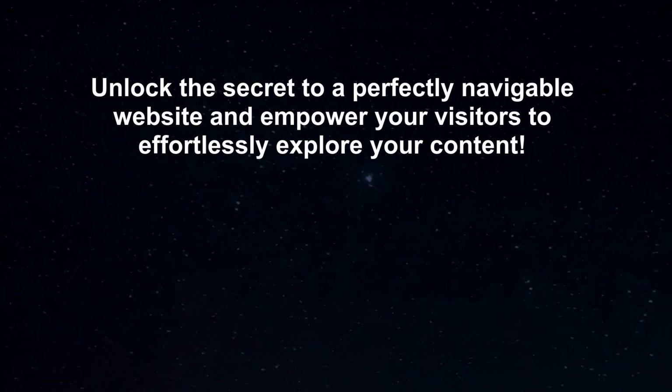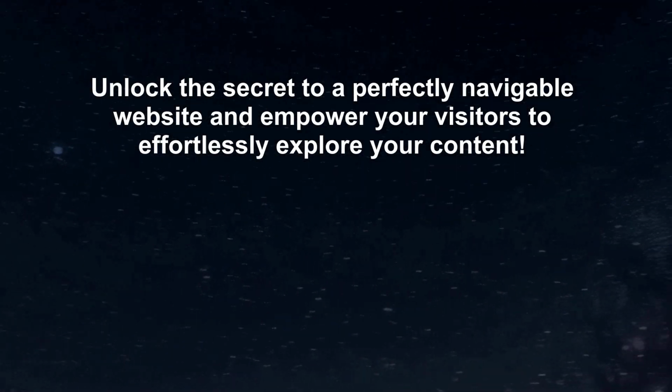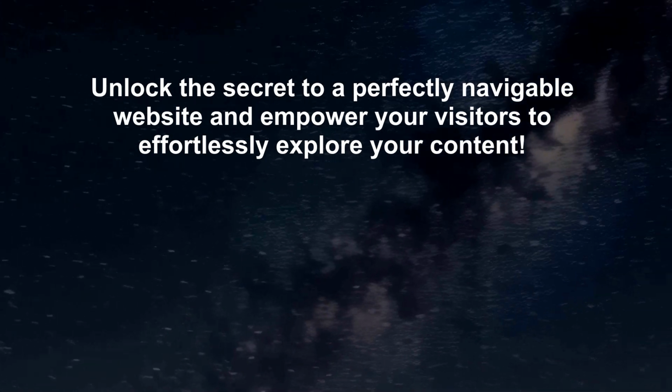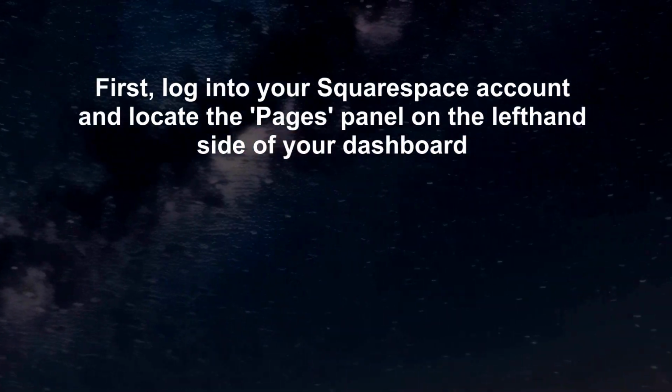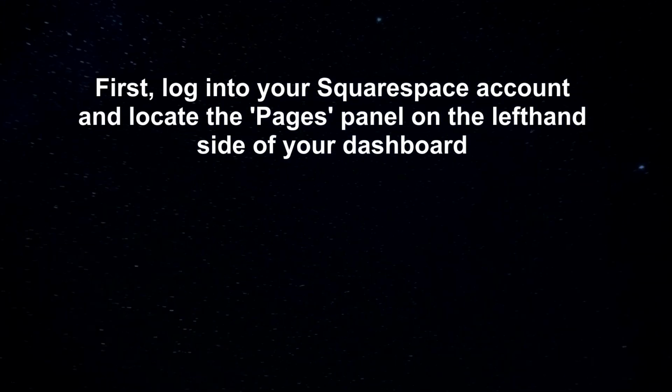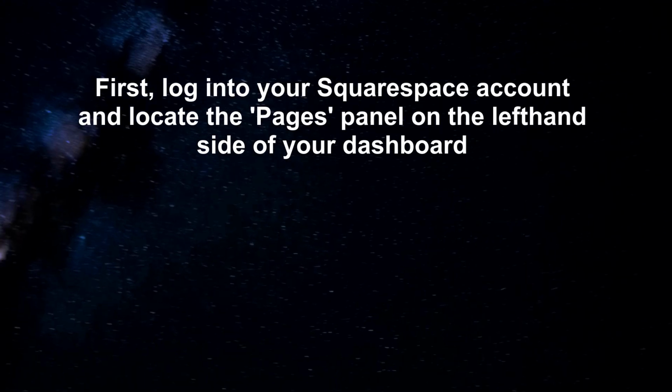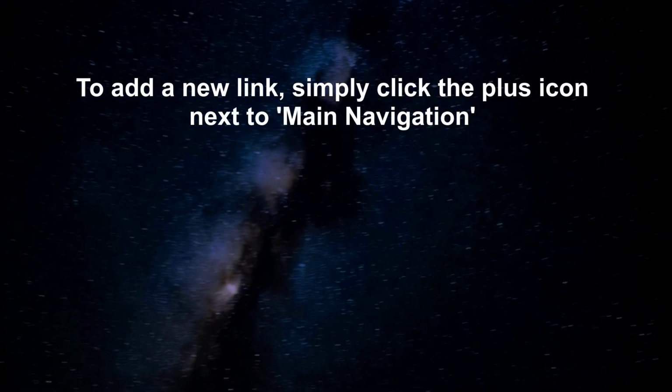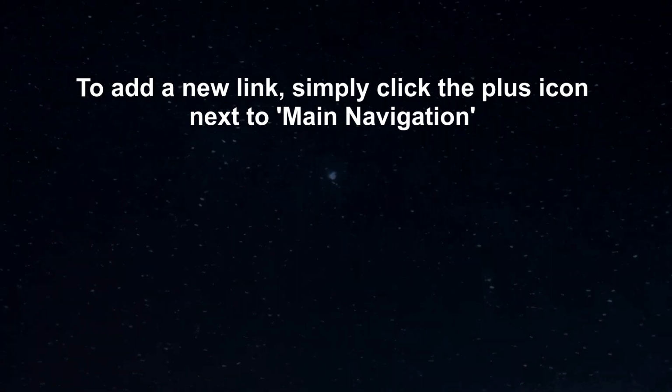Unlock the secret to a perfectly navigable website and empower your visitors to effortlessly explore your content. First, log into your Squarespace account and locate the Pages panel on the left-hand side of your dashboard. To add a new link, simply click the plus icon next to Main Navigation.